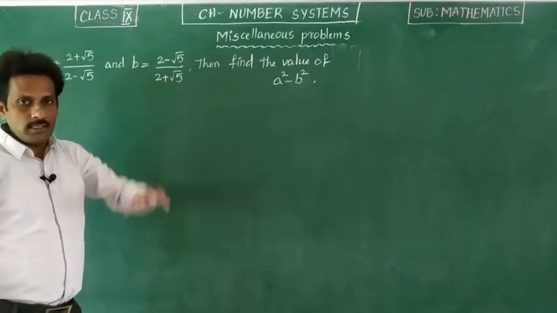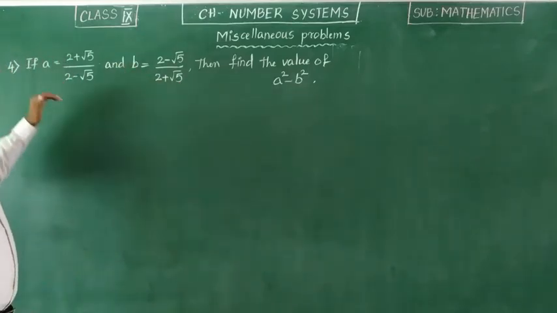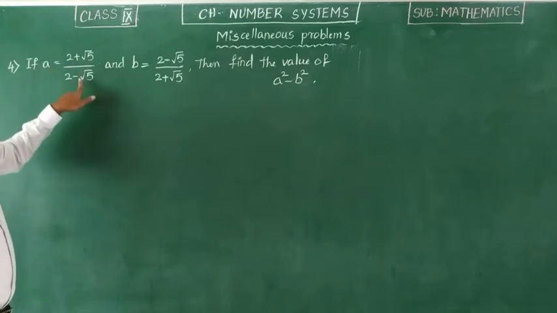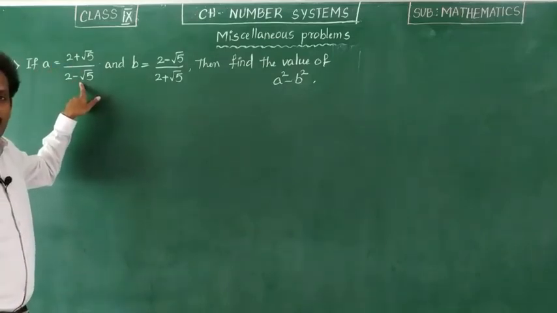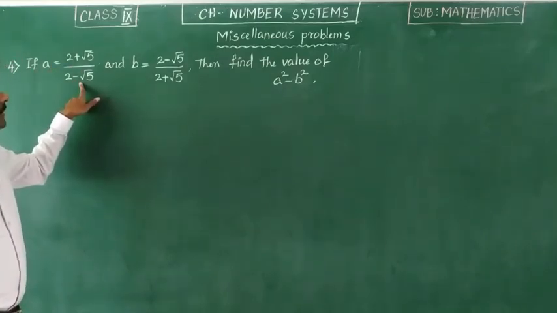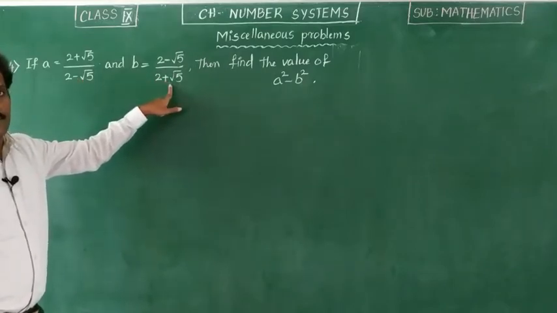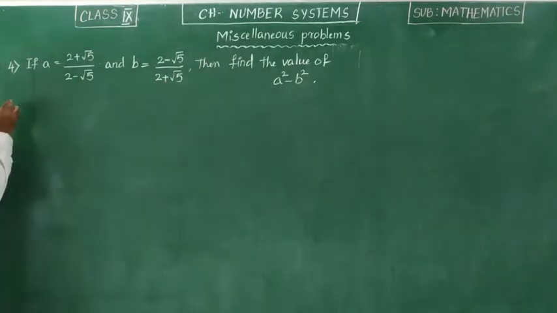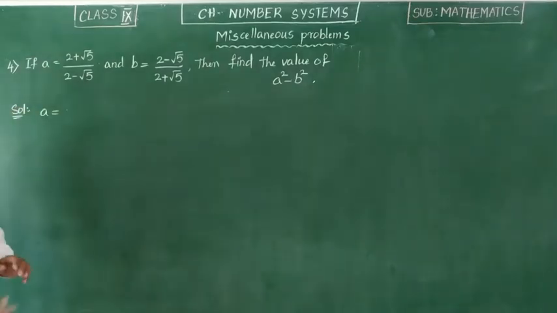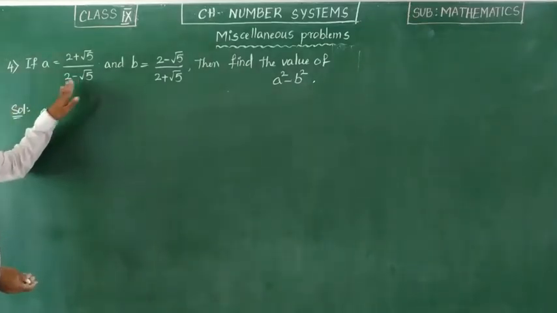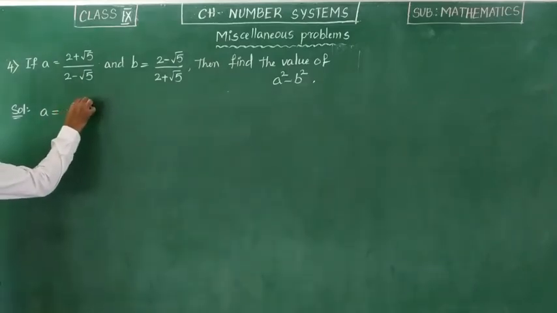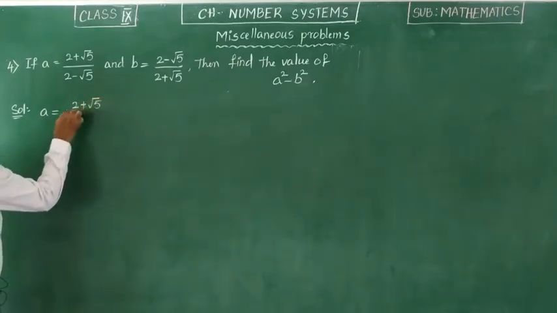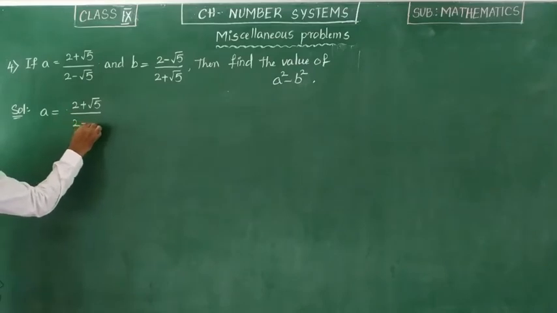Again you need to rationalize both of them separately. So instead of doing that, let us rationalize the denominator first itself, here as well as here. So we are doing it in this way. A value is given. So let us first rationalize the denominator of a, that is 2 plus root 5 upon 2 minus root 5.